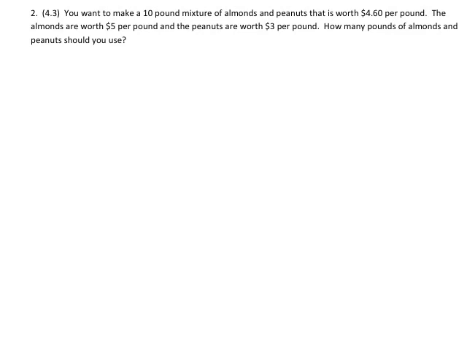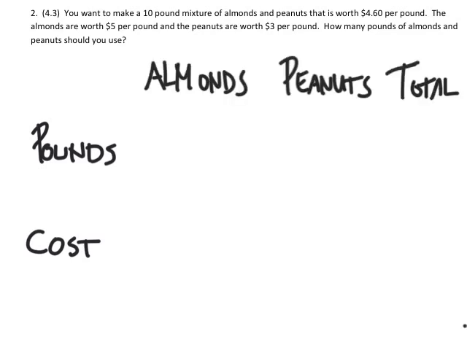Before we set this up, we're going to take a look at what we're comparing here. First of all, we have pounds, and then we have cost. Additionally, we're going to compare almonds and peanuts. Alright? So we'll also throw in the total there. And I'm going to define my variables this way. I'm going to say that x is almonds and peanuts is going to be a y value.